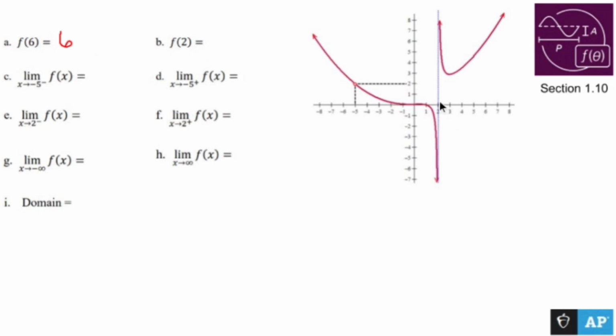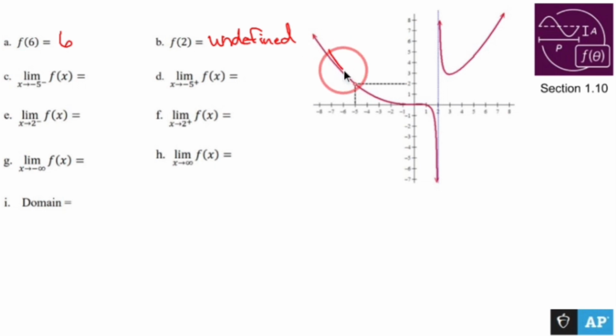Let's plug in 2. Oh, no, I can't, because this is a vertical asymptote. So me plugging in 2 is impossible. So we'll say that that is undefined. The limit as x approaches negative 5 from the left. Ooh, what does that mean? That little negative means from the left. So here I am coming from the left. I'm approaching negative 5, and here I am. Oh, but that's a hole there. So at negative 5, I don't have any actual value.